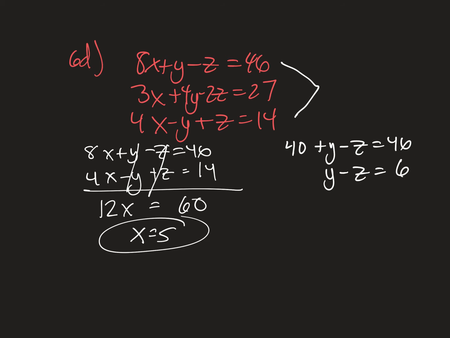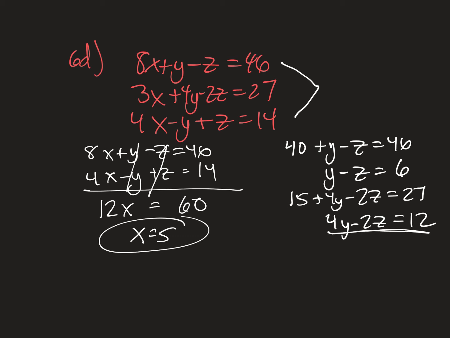And so that was plugging into equation 1. And if I plug 5 into equation 2, I've got 15 plus 4y minus 2z equals 27, or 4y minus 2z equals, if I subtract 15 here, 12. Okay, and actually let's make this even nicer. Looking at this equation, I can reduce it by dividing by 2. So 2y minus z equals 6. All right, so now we are working with these two equations in terms of y and z.